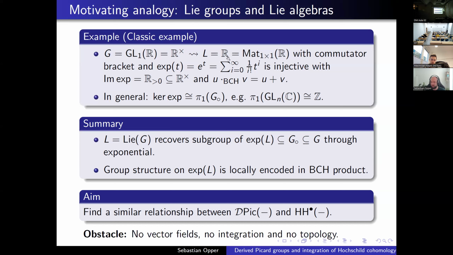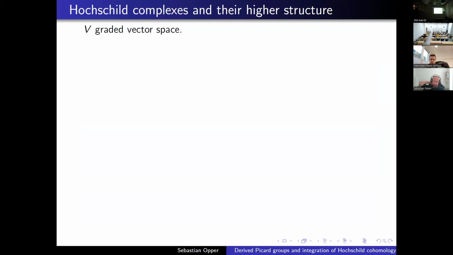Okay. So now what we need for this, in order to do this, is some more structure on the Hochschild complex, not only its cohomology. And at this point, we start with just a graded vector space. We don't need an algebra structure on this or something. At this point, just a graded vector space.